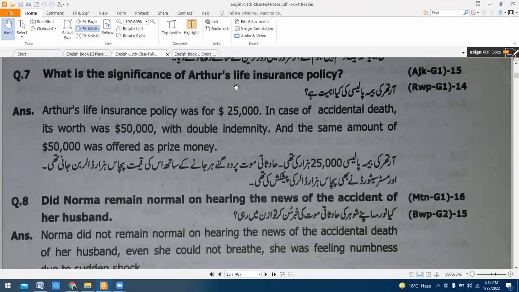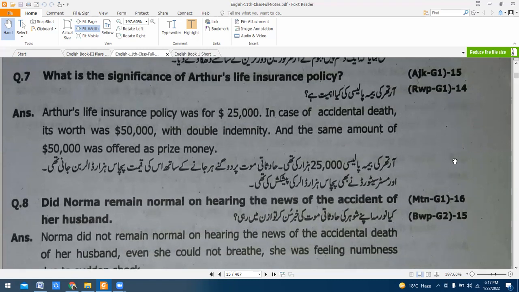And question 7. What is the significance of Arthur's life insurance policy? Arthur's life insurance policy was for $25,000 in case of accidental death. Its worth was $50,000 with double indemnity, and the same amount of $50,000 was offered as prize money.